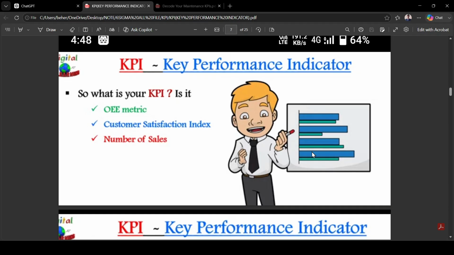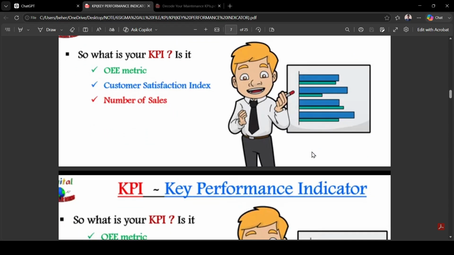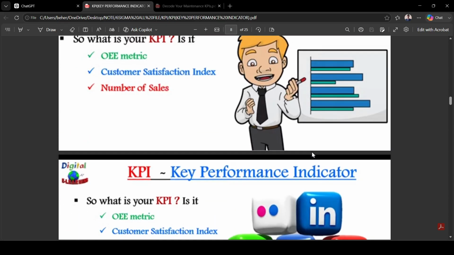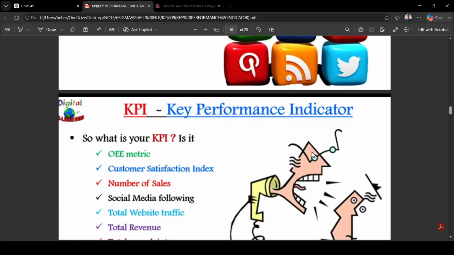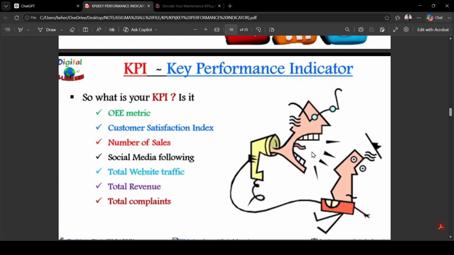The third one is the number of sales: how many sales you can deliver to the customer. The fourth one is social media following. Another KPI is the total website traffic, and another one is total revenue. Total complaints is also a KPI.